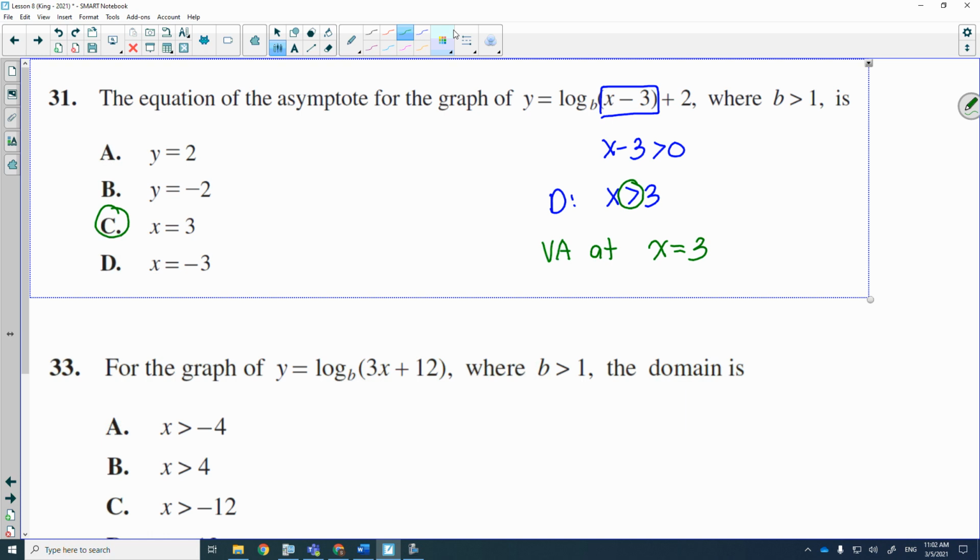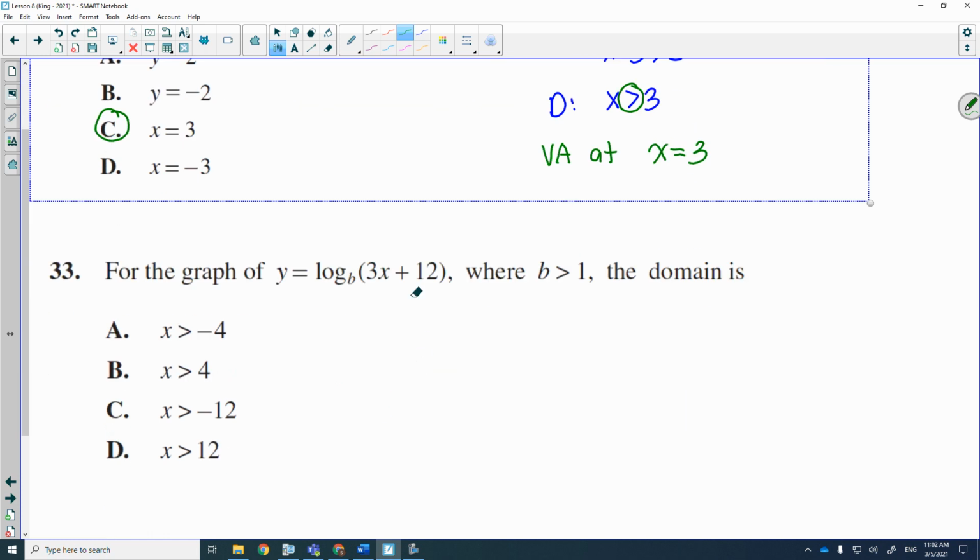Yes, in this one you could have said to yourself the H value is 3, so the VA would go 3 to the right. Yes. But then this one, right? I mean, we could figure out the H value by factoring out the 3. We could do that. But really, a quicker way is I would just always take this.